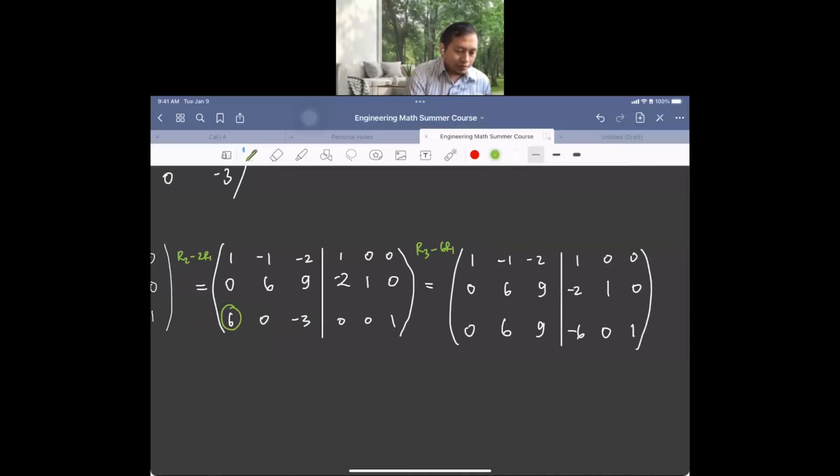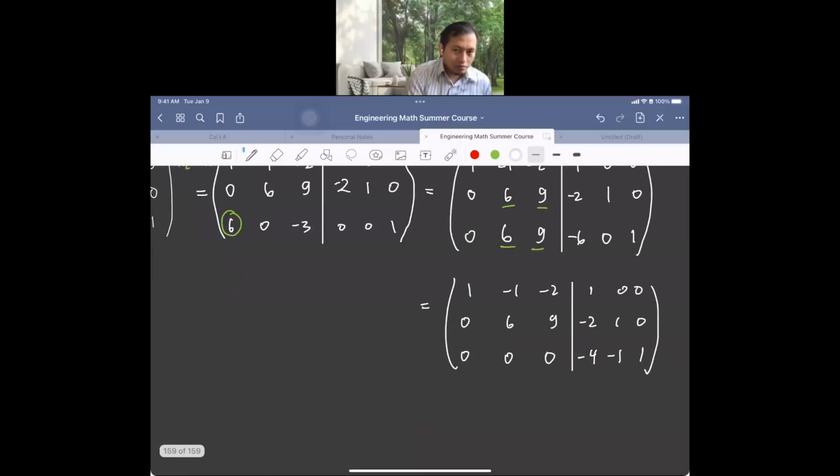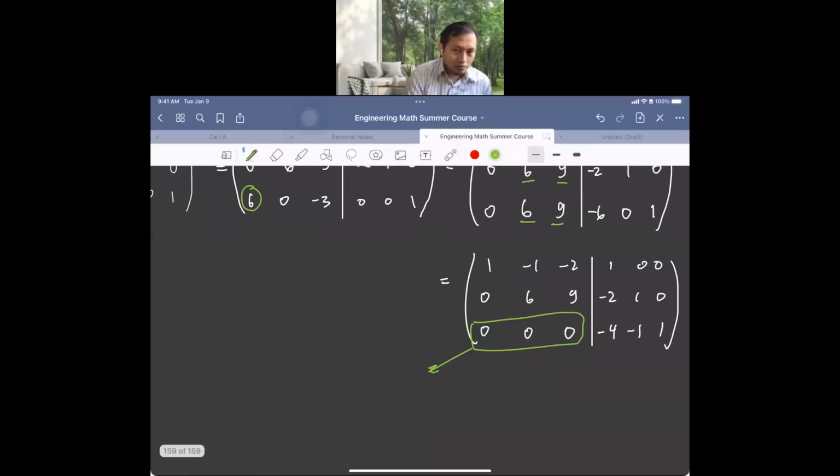And we see that we have 6, 9, 6, 9. We can take this and subtract for that row. Let me subtract for the third row, so I will write the same at the second row. And this will be 0, 0, 0. Minus 6 minus 2, it's minus 4, minus 1, and 1. Now we have the 0, 0, 0 here. This is what we call the singular matrix.